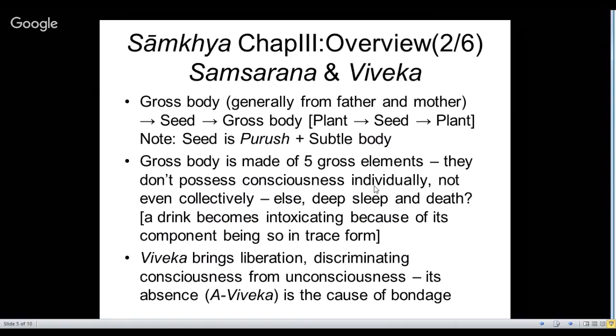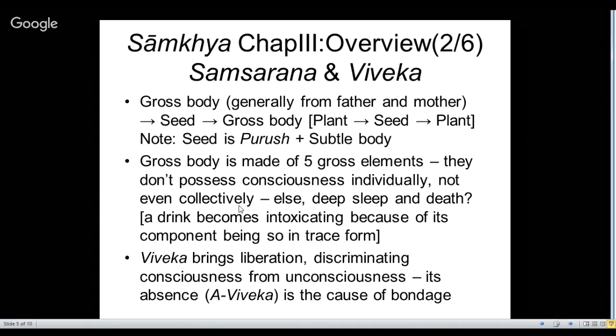Sansati Lingam, no Chaitanyam. So that is what Vivek is, is it not? And he's arguing it. The gross body is made of 5 gross elements and they don't possess consciousness individually. And since not individually, he says, not even collectively. Then he is arguing it.